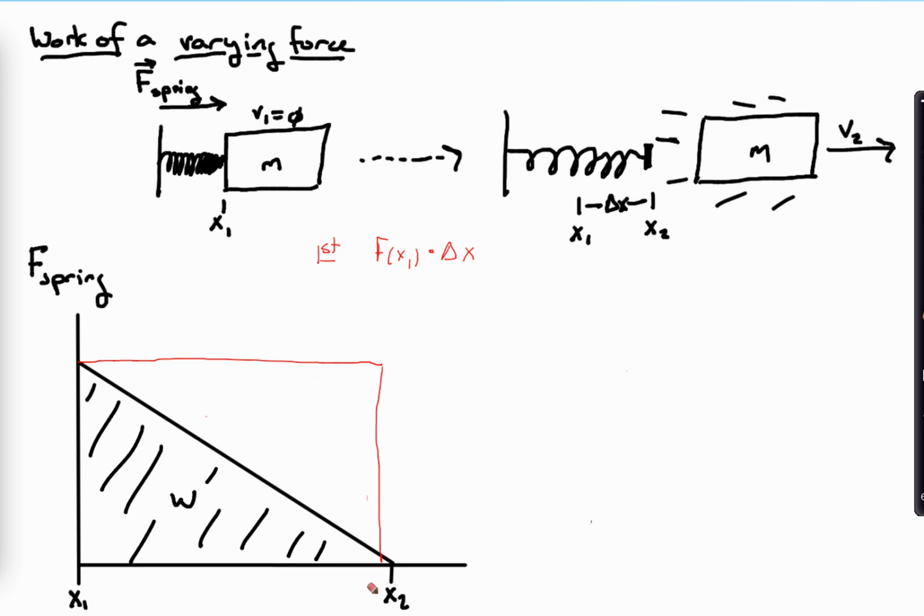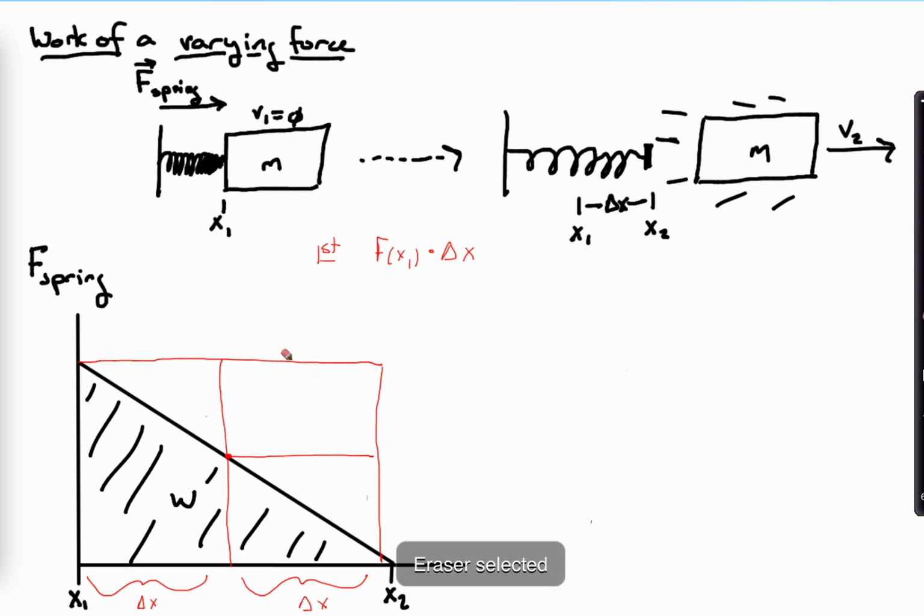So we're going to cut this length delta x in half. Now we'll come from here to here, so this is going to be our new delta x. For the first delta x, we're still going to use the spring force here. But for this one, we're going to multiply by the spring force here. In other words, we're going to cut out this area here.